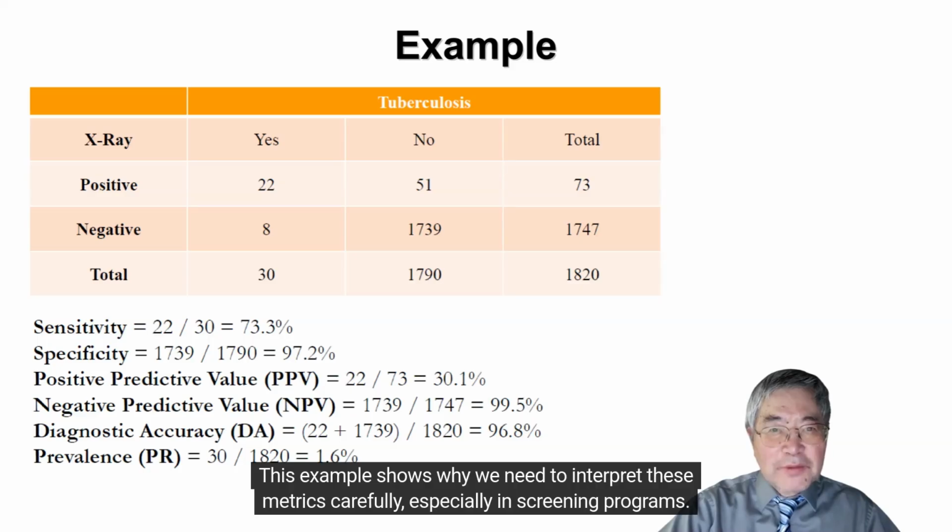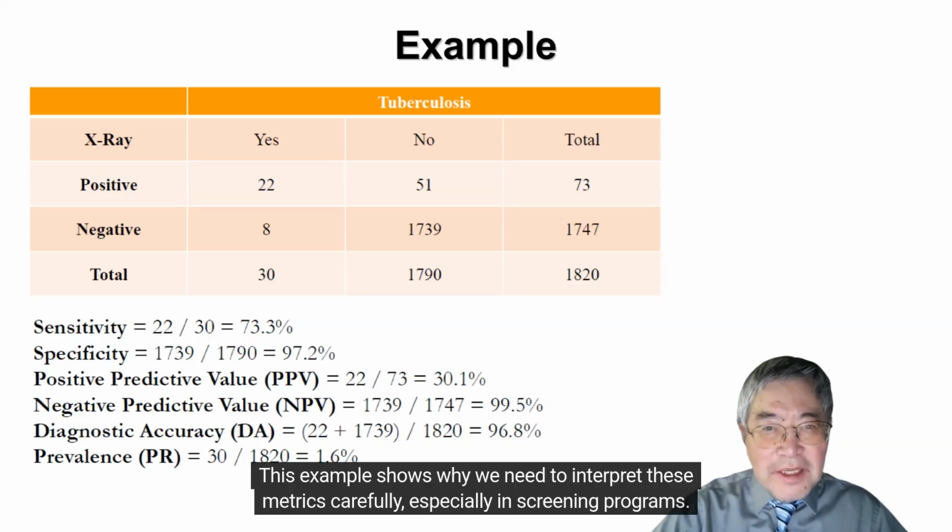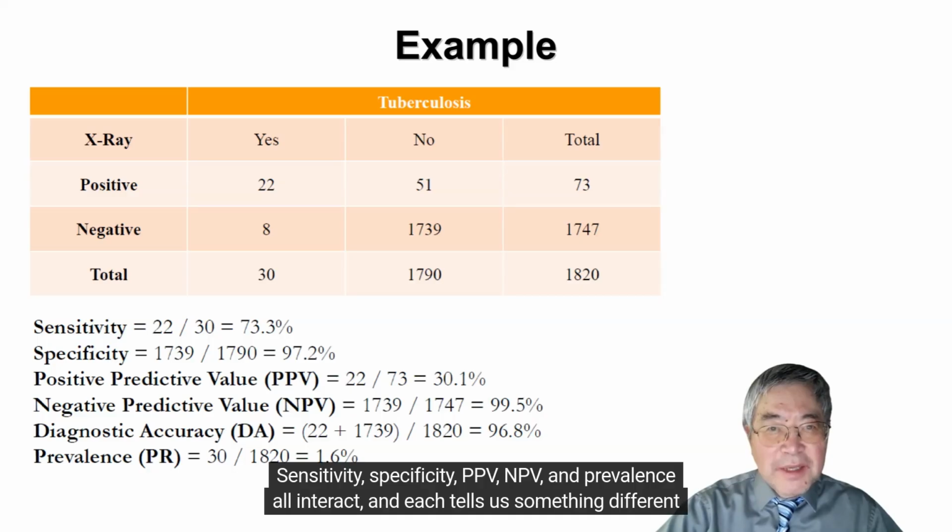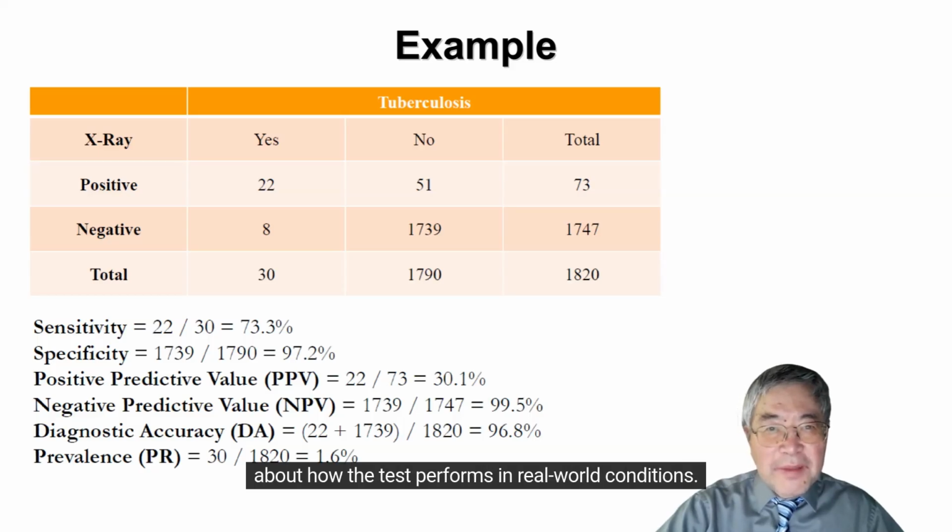This example shows why we need to interpret these metrics carefully, especially in screening programs. Sensitivity, specificity, PPV, NPV, and prevalence all interact, and each tells us something different about how the test performs in real-world conditions.